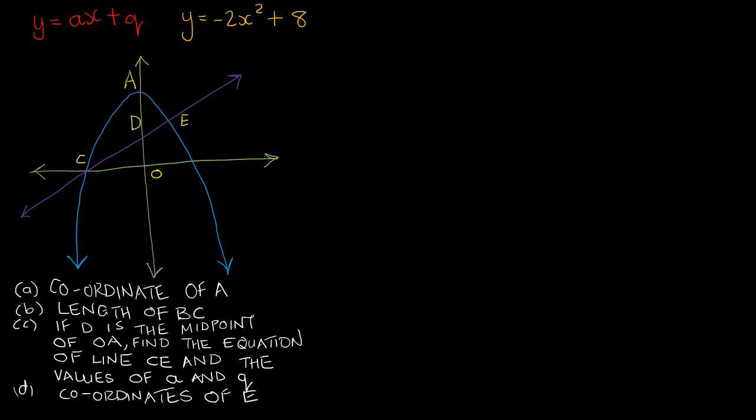Some of you may know the straight line to be y is equal to mx plus c, but they're also using y is equal to ax plus q. So looking at the c part, it says here if D is the midpoint of OA, so there's OA here, and D is the midpoint there, find the equation of line CE, and the values of a and q. So they're expecting us to use this formula here, and D is the midpoint.